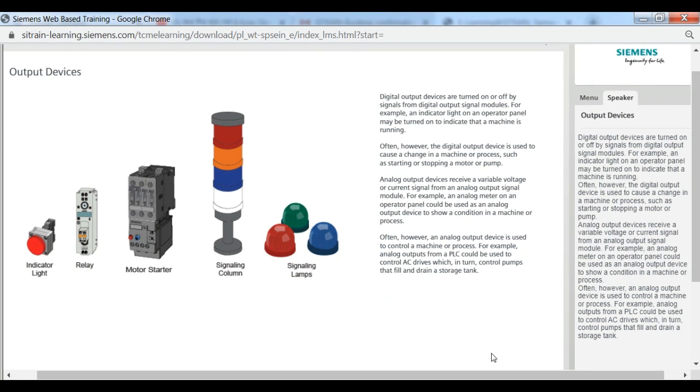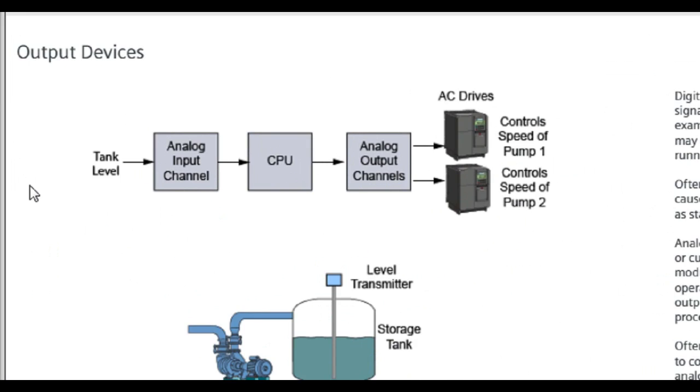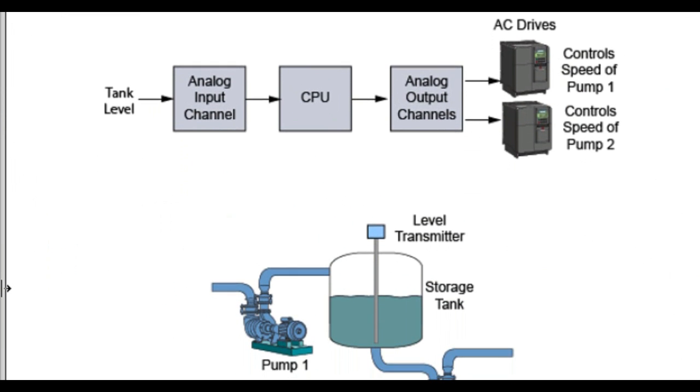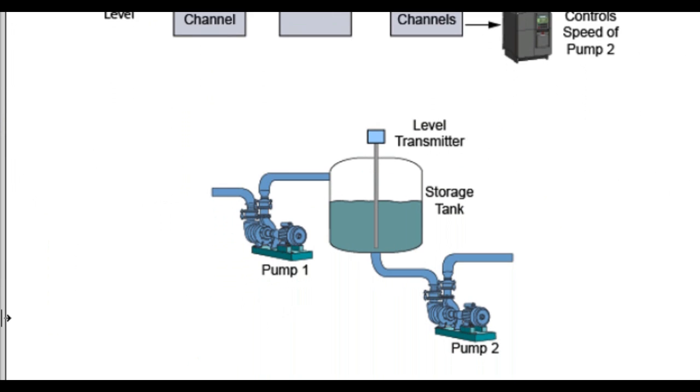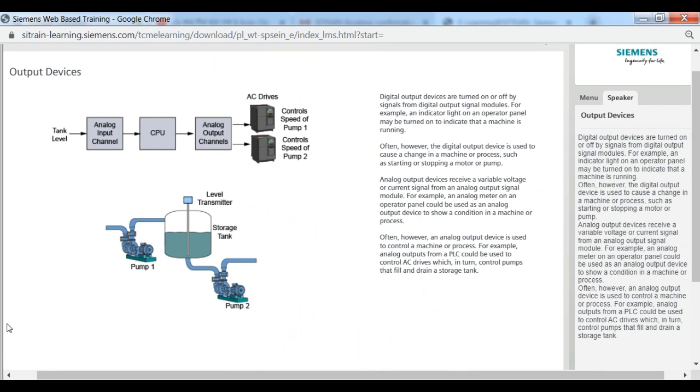Analog output devices receive a variable voltage or current signal from an analog output signal module. For example, an analog meter on an operator panel could be used as an analog output device to show a condition in a machine or process. Often, however, an analog output device is used to control a machine or process. For example, analog outputs from a PLC could be used to control AC drives, which in turn control pumps that fill and drain a storage tank.